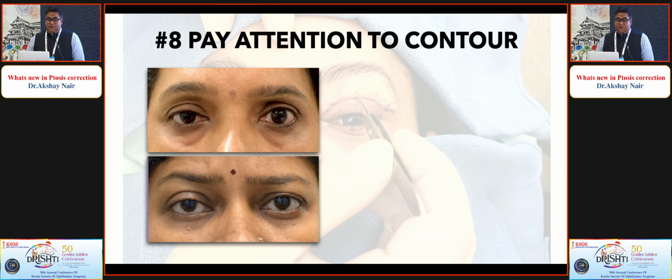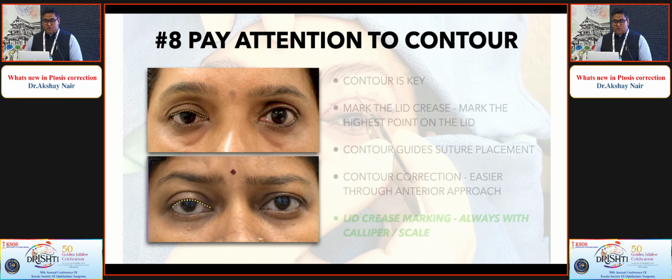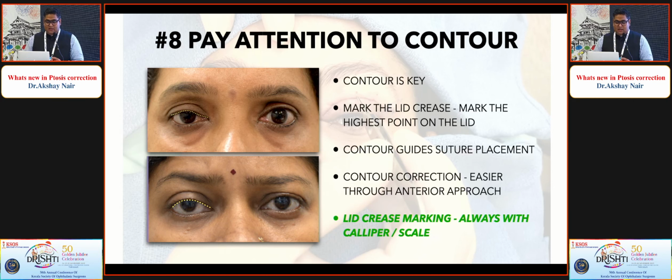The next thing, rule number 8, is pay attention to contour. Contour is extremely important because no two patients have the same contour of the eyelid. Now look at this patient, it arches flatly and then goes down medially, whereas the patient below has a nice curvilinear contour. So contour is key. Mark the lid crease, which is the highest point, and then mark the contour, because contour will guide the suture placement in ptosis surgery. And even now, doesn't matter how much experience you have, it's always good to mark the lid crease with a caliper for every case.